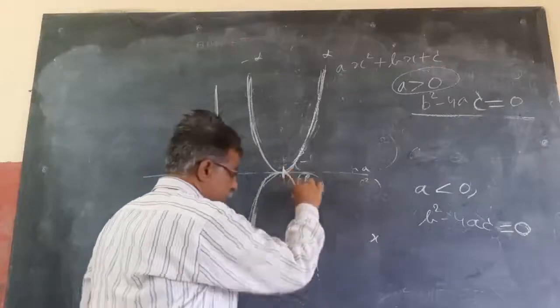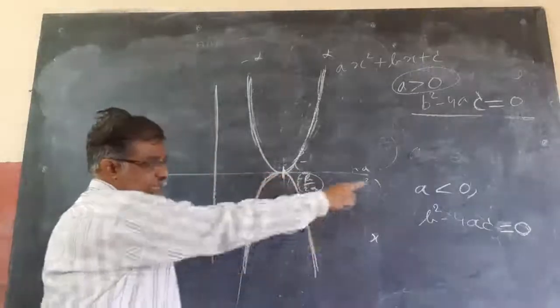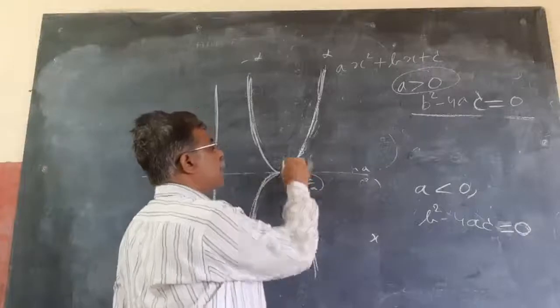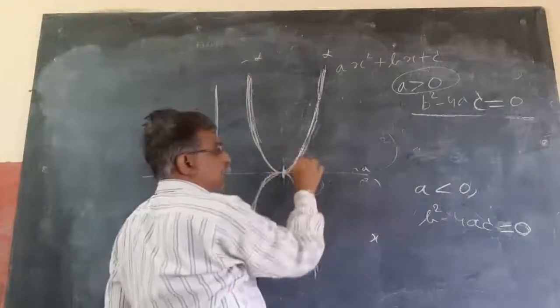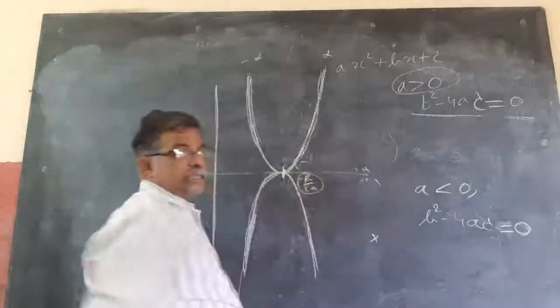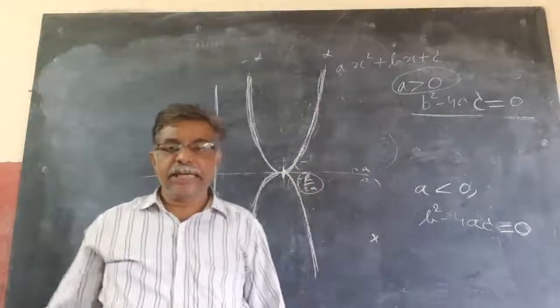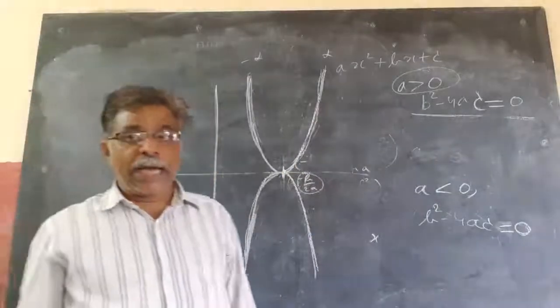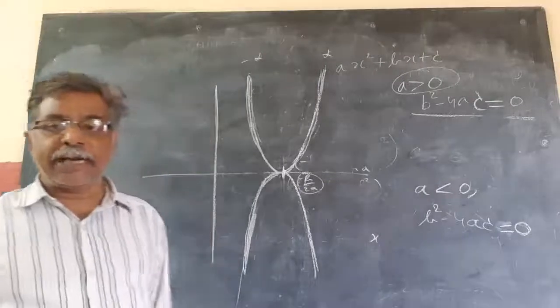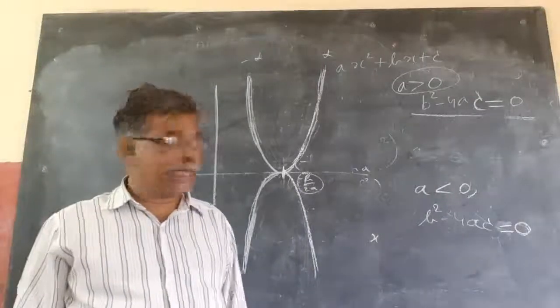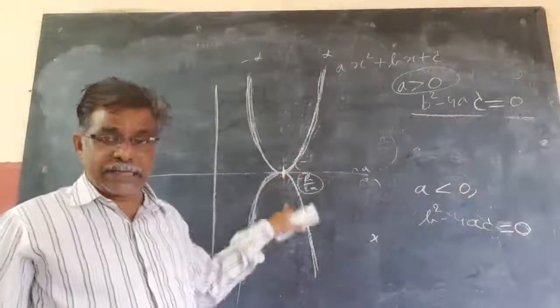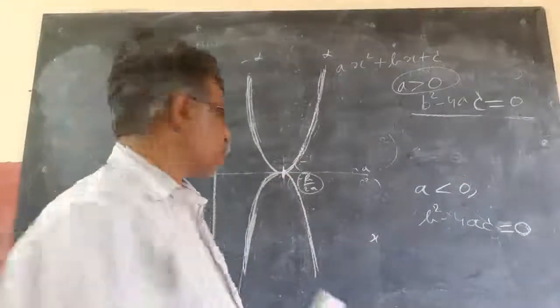Except this point, the remaining f of x is negative because a is negative. Except this point, f of x is positive because a is positive, like this. So f of x and a will have the same sign when b square minus 4ac equal to 0. Except minus b by 2a, at all the remaining points f of x and a will have the same sign. So both the graphs are like this.